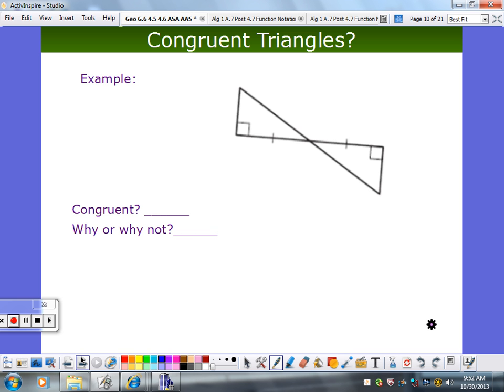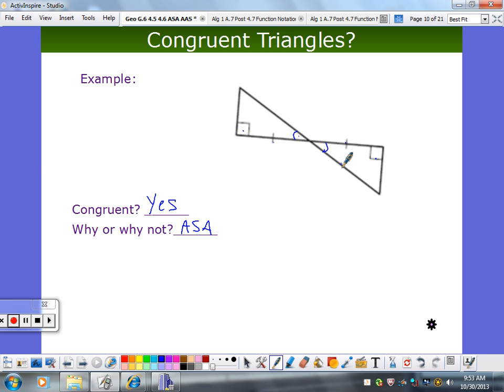You're not sure. What do you think, Thomas? So? Yes, why? I don't know. Why? Angle, side, angle. I've got an angle, I've got a side, I've got an angle, and I've got the matching angle, side, angle. So, did anybody want it to be hypotenuse leg? It's a right triangle, right? But it's not hypotenuse leg.